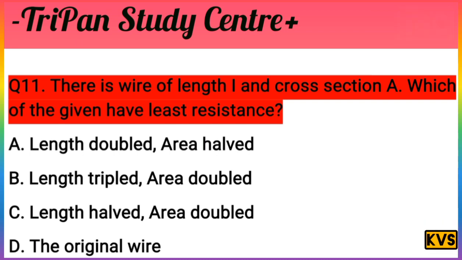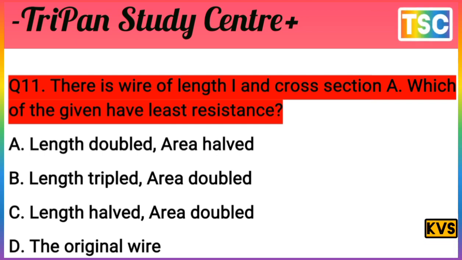But first of all, you write the correct answer in your notebook because it is important. You must write the answer in your notebook. Let's see what the answer for this question is. The question is clear: there is a wire of length l and cross section A. Which of the given options has the least resistance?